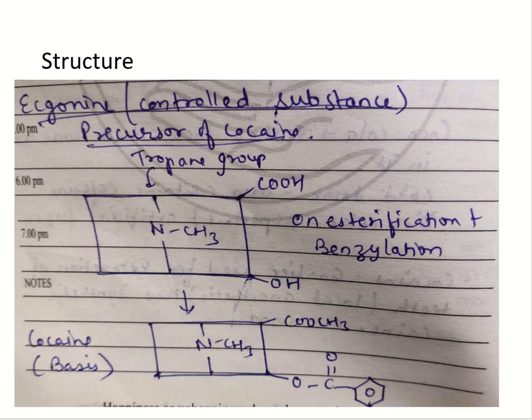The structure of the precursor of cocaine, that is ecgonine, and cocaine. So this is the tropane group. It is also visualized in the chair form. This is the simplest structure. So the tropane group, in which carboxylic acid and alcohol are added. This is ecgonine. On esterification and benzylation, ecgonine forms cocaine, which is basic.